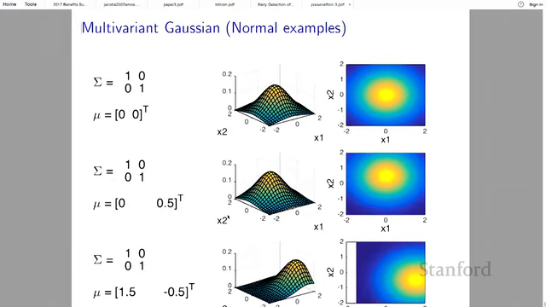Also, it is possible that the means of these two random variables, x1 and x2, are not 0. So what you expect is a shift, an offset, for the center of this distribution. For example, here, the shift is in the positive direction for x1, because the mean of x1 is 1.5 and x2 is minus 0.5. In the second example, you don't have a shift for x1, but you have a shift for x2.